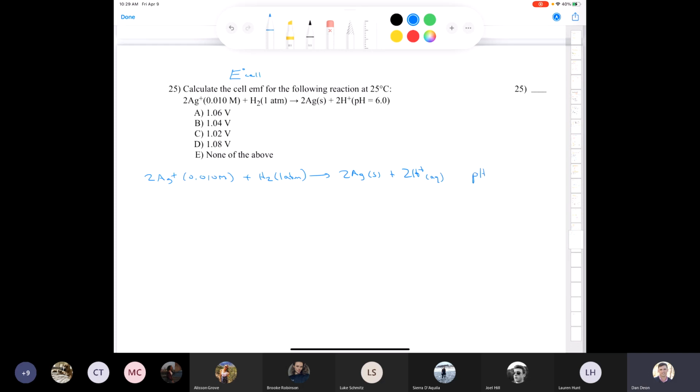Because I know that pH is equal to negative log of the concentration of H plus, I can say that the concentration of H plus is equal to 10 to the negative pH. And since my pH is equal to 6.0, the concentration of H plus is equal to 10 to the negative 6.0, which gives me the concentration of H plus of 1.0 times 10 to the power of negative 6 molar.